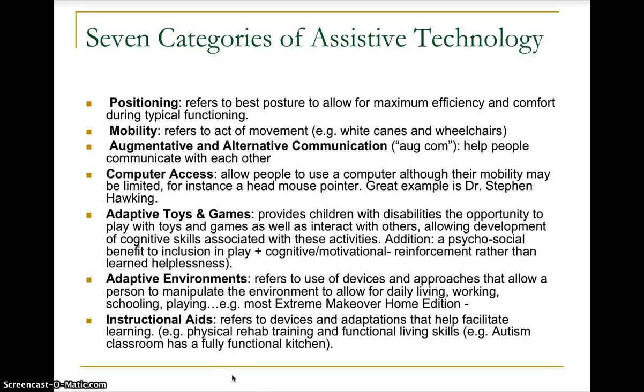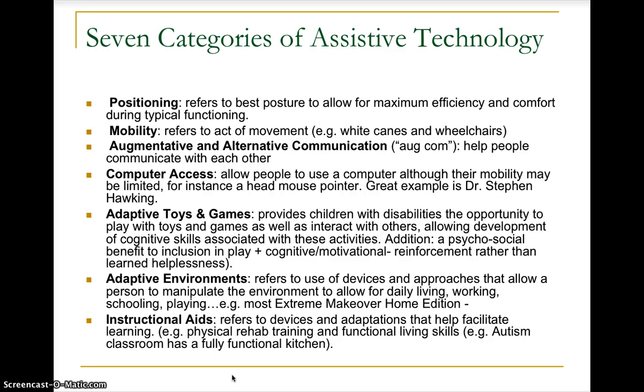Okay, I want to take the time in this part 3 of chapter 1 to talk about a couple of things that aren't in the textbook. So, in other sources, we have different categories that are listed for assistive technology. So there are 7 principal categories of assistive technology.